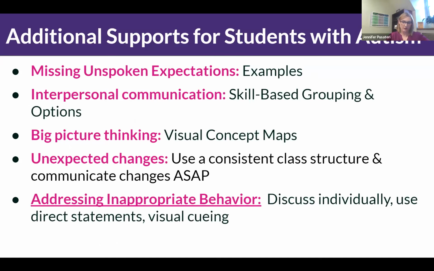So those are some of the things that were specifically for students with autism, but you can look at some of these things, like the interpersonal communication, the skill-based grouping, that would be really helpful for a lot of students. The visual concept maps would be helpful for a lot of students, not just students with autism, not just students who are neurodivergent, but a lot of students. So really the end goal here is, are there things that you can build in that will remove barriers for students that are neurodivergent, but will also be really helpful to other students in the class? The answer is yes, there are probably things that you can do.